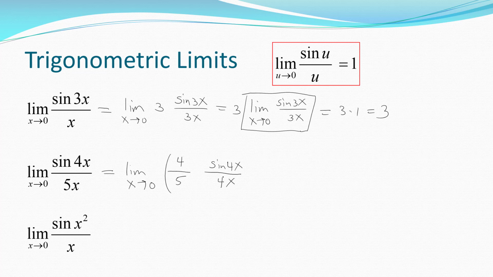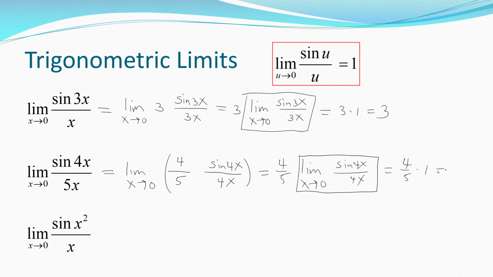There we go. That then is the same as 4/5 times the limit as x approaches 0 of the sine of 4x over 4x. And notice the angle and the denominator are the same. And if x goes to 0, then of course 4x goes to 0. So this is 1. So the answer is 4/5 times 1, which is 4/5.